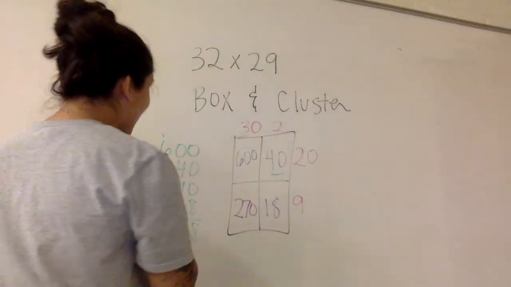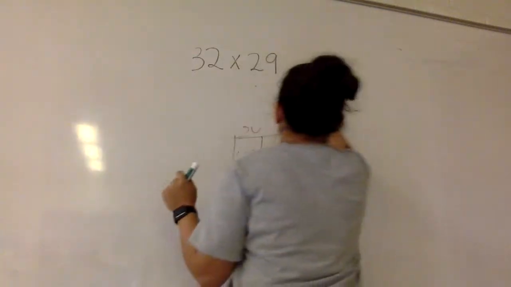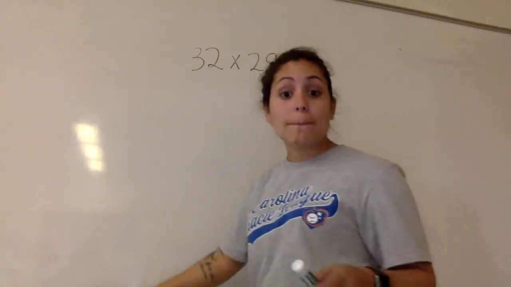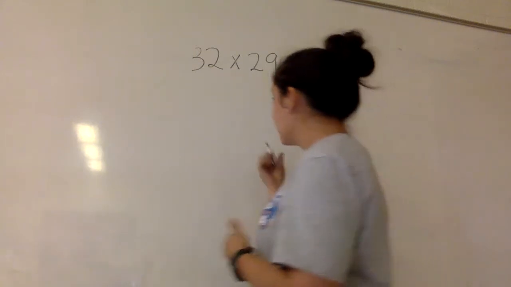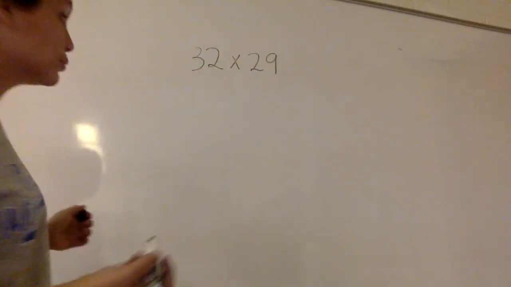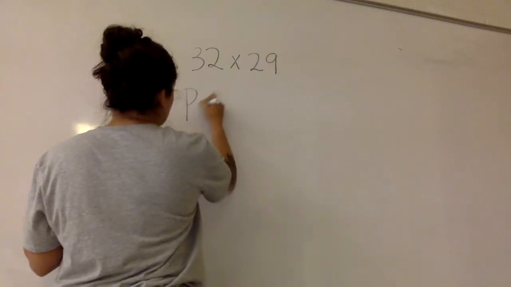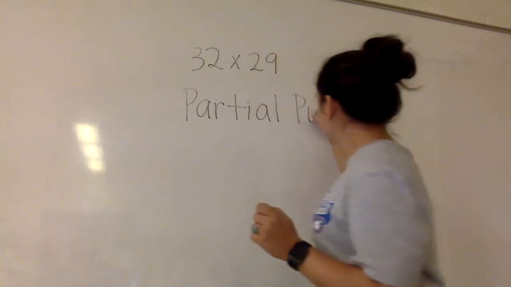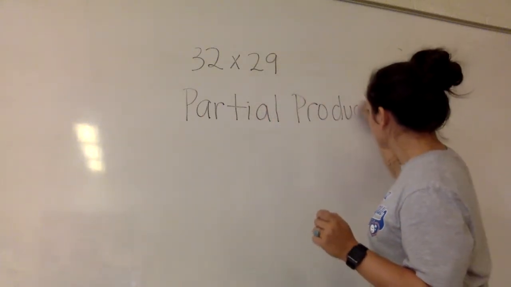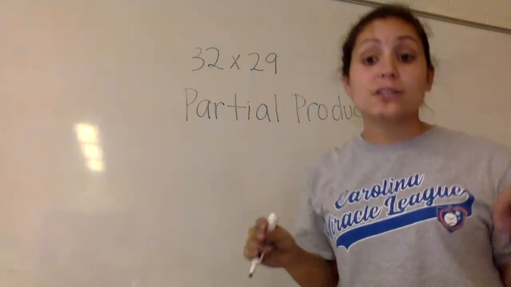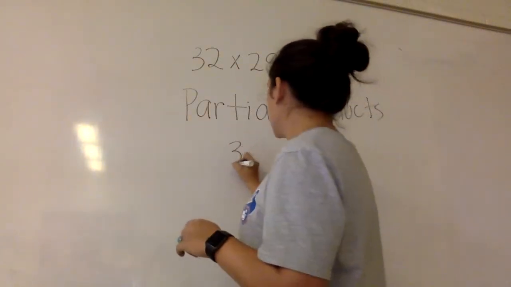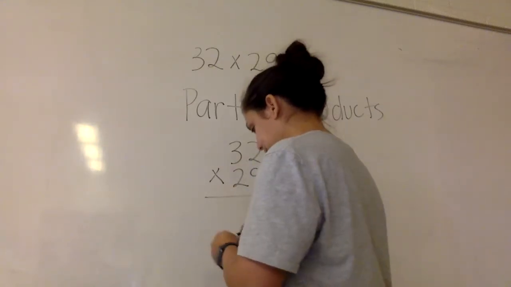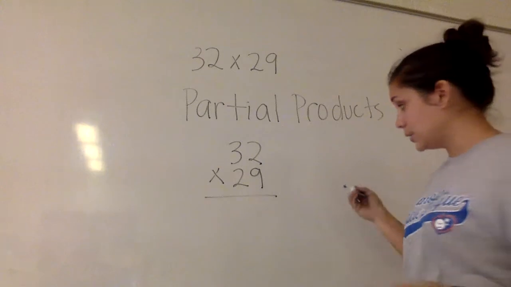So, the last method that I used to teach my 5th graders is called partial product. It's basically exactly what it says, partial products. And you're going to set it up just like traditional algorithm. 32 times 29. And over here, this is what I like to do.